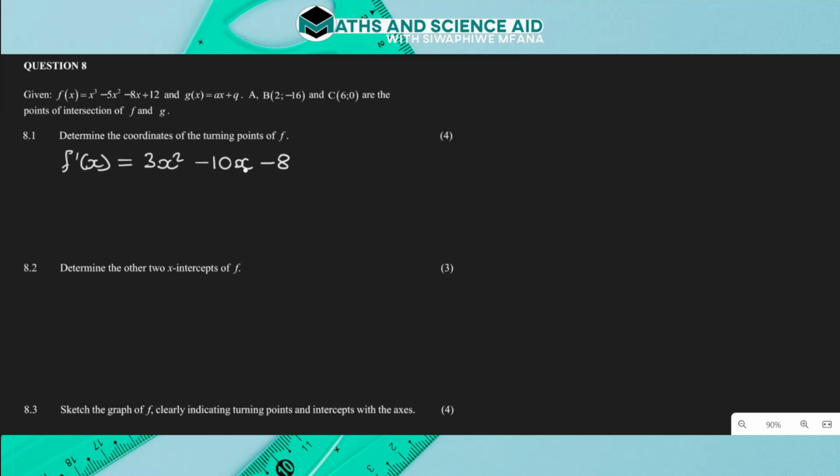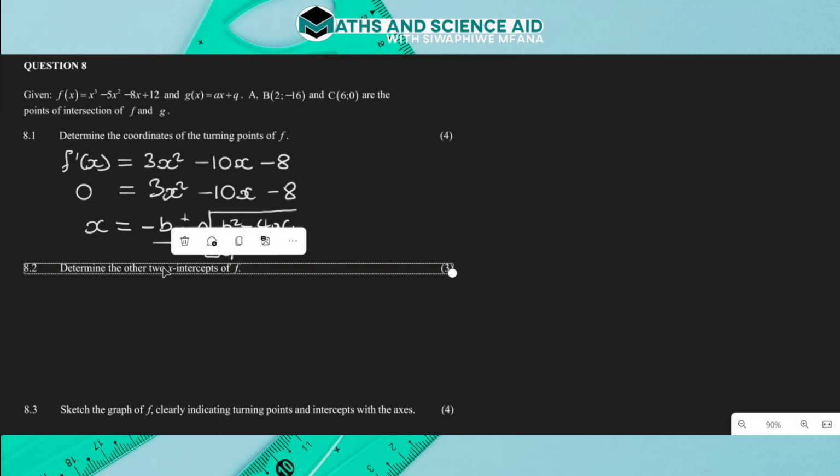Now we are going to take this first derivative and make f prime of x equal to 0 because the derivative of a polynomial is equal to 0 at the turning points. So then we just need to solve for x on this equation. And so from here we can just use the quadratic formula. So x is equal to minus b plus or minus the square root of b squared minus 4ac, all divided by 2a. So let's remove this to get some space.